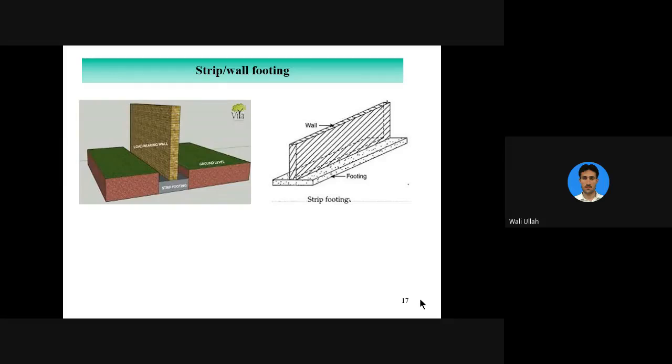Strip or wall footing: as you know, the spread footing, the column footing, is provided below a column, and the strip footing is provided under a wall. So this is a load bearing wall, and below this, all along the length, a concrete pad is provided. The purpose of this is also to spread the load of the wall over a greater area on the soil.